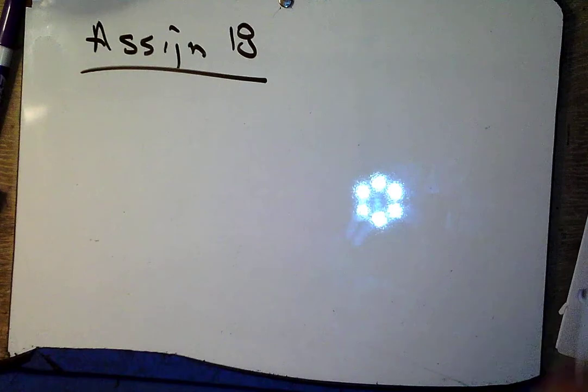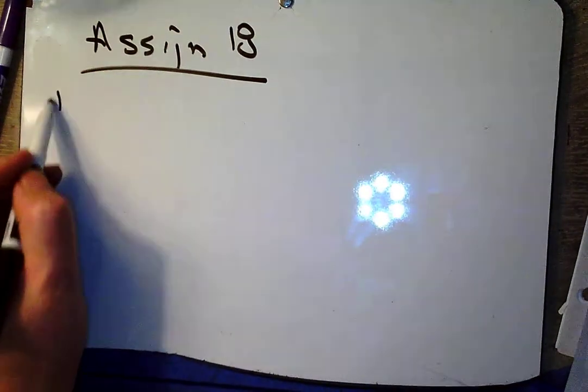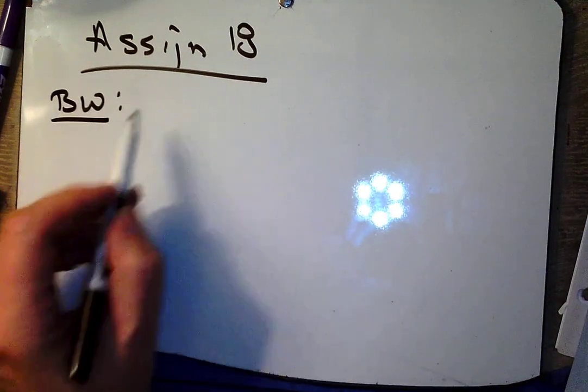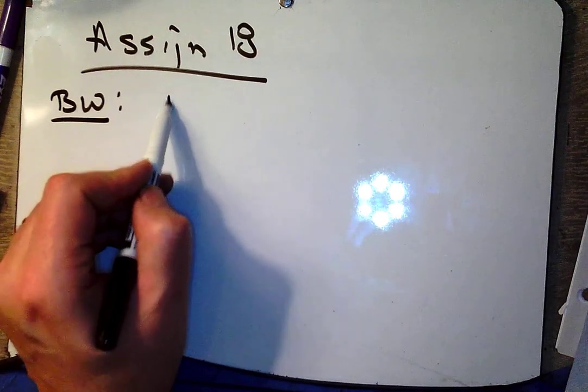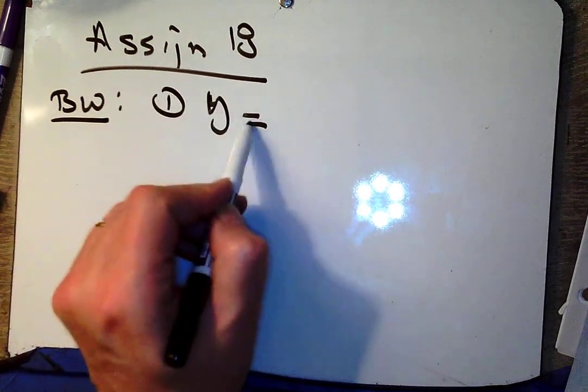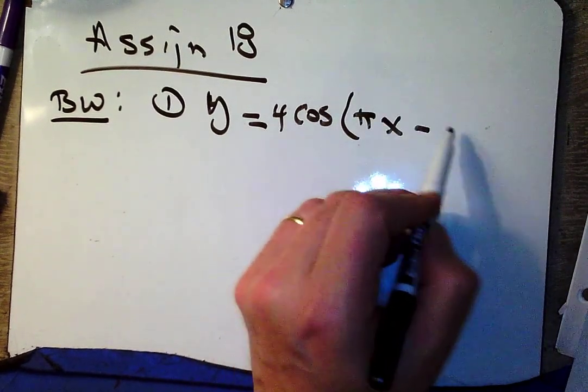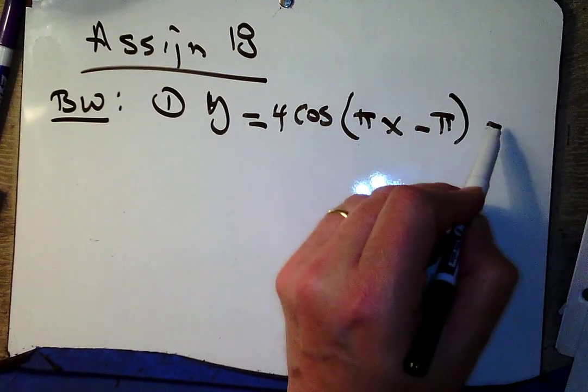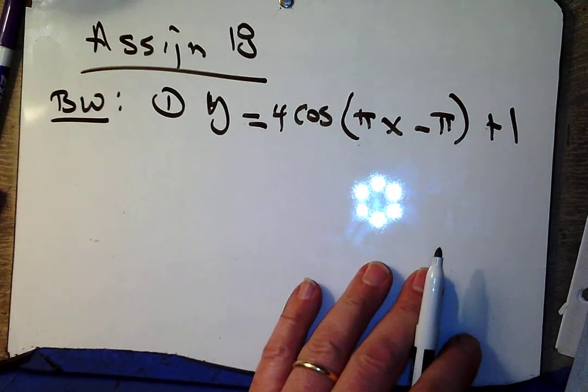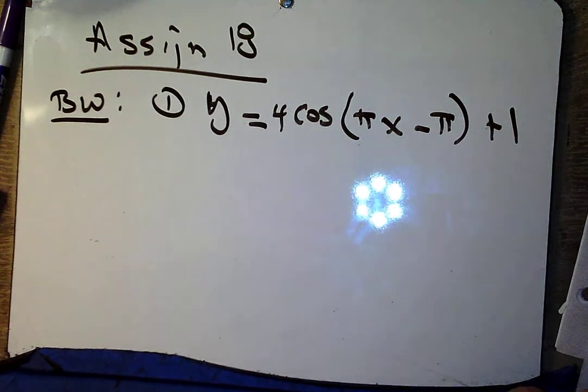Alright, so where are we starting? How about for bell work? Graph for me y equals 4 cosine pi x minus pi plus 1. Give it a try.